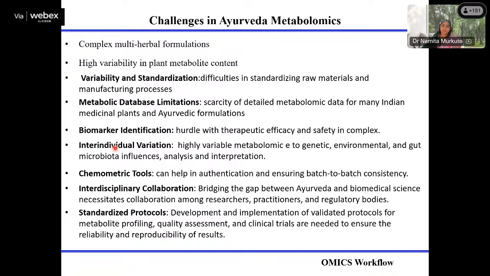So, a hurdle with therapeutic efficacy and safety in complex formulations. Inter-individual variation: when you are giving some drug to a patient, the metabolome is highly variable. It has genetic variability and environmental variability, and gut microbiota also influences it, and so it influences analysis and interpretation. Then chemometric tools are very few, which can help in authentication and ensuring batch to batch consistency.